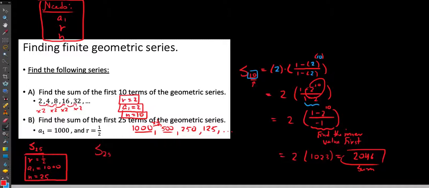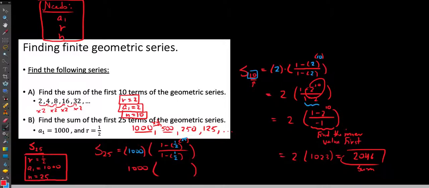So the sum of the first 25 terms, using our formula for the sum of a geometric series, says start with the value of your first term. So we have our first term, which is 1,000. And we're going to take this times a fraction. Now we have 1 minus r on both the top and the bottom, and this r appears to the value of n. So our r value is a half. And up here we have 25 as our power. So this is going to get pretty ugly here with respect to a decimal.